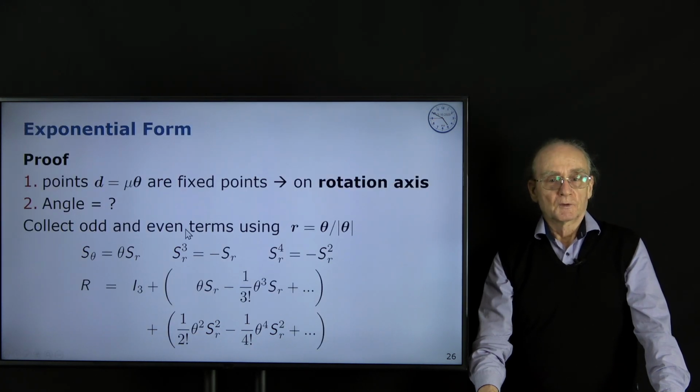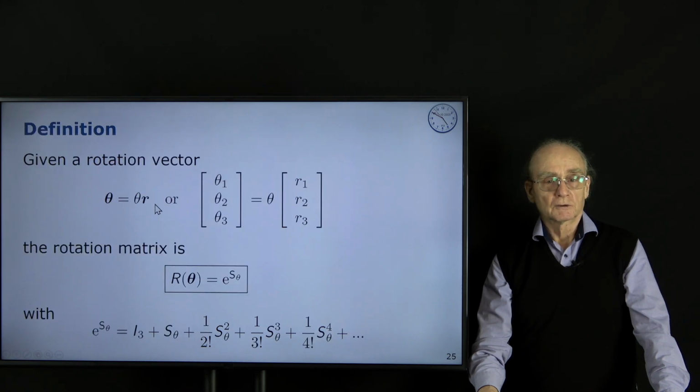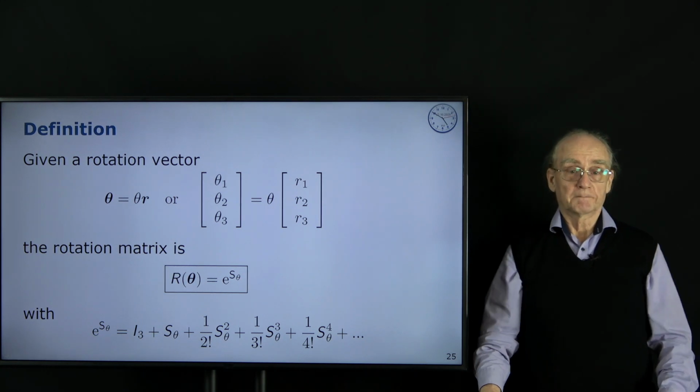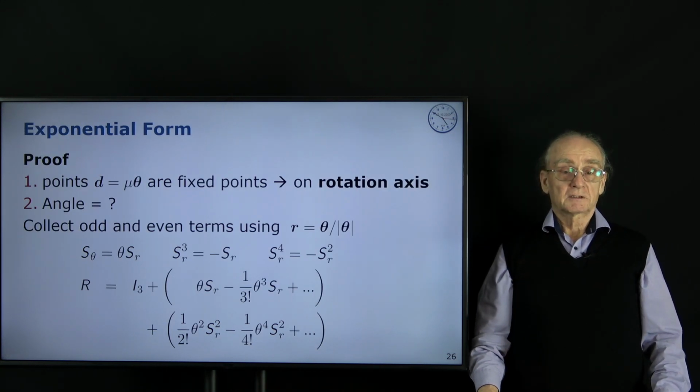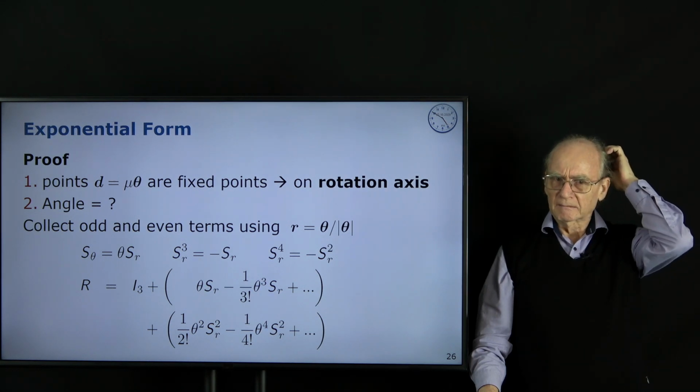The first thing we find is that if we take an arbitrary point on the rotation axis, it is a fixed point. If we multiply the rotation matrix with theta, we get theta plus the skew-symmetric matrix of theta multiplied with theta, which is 0, 0, 0. So theta is a fixed point, or any multiple of theta. The question is, we have a fixed axis, but what happens with other points? What happens with the angle?